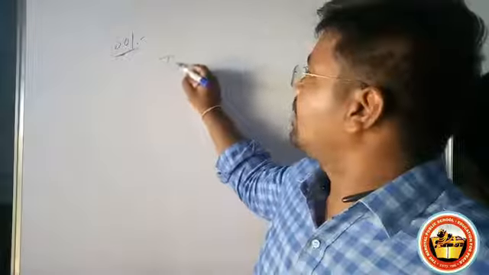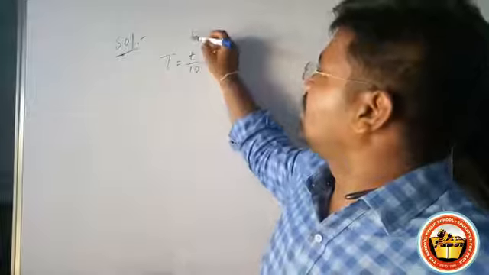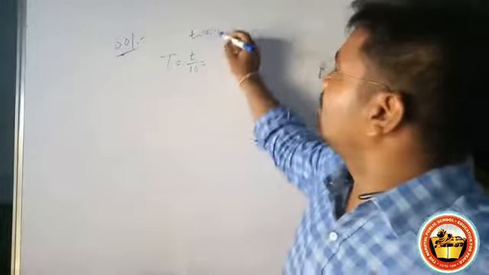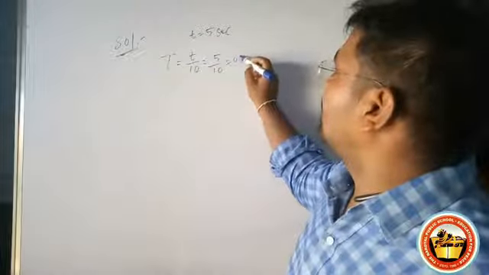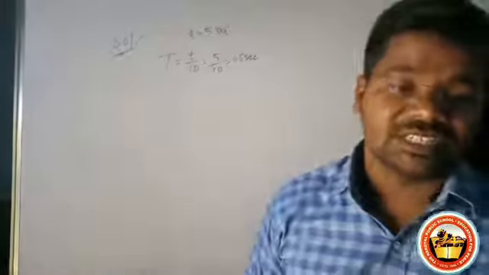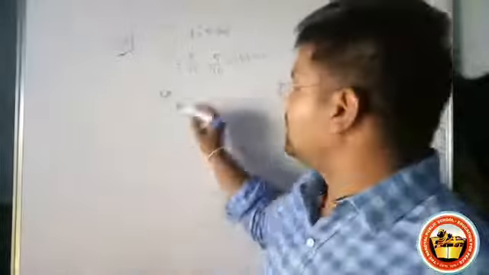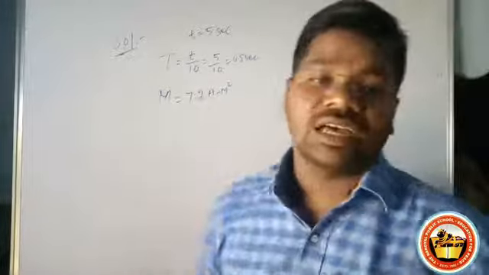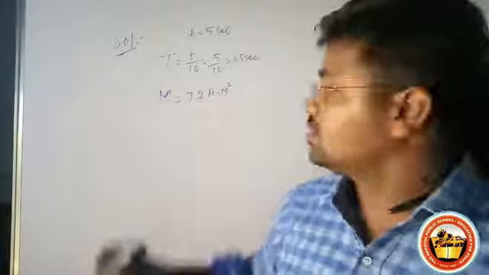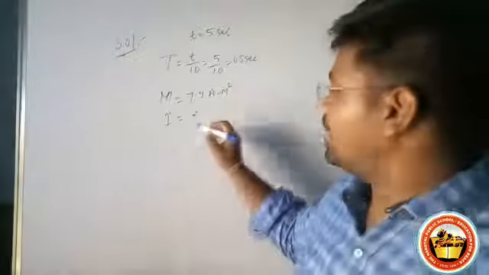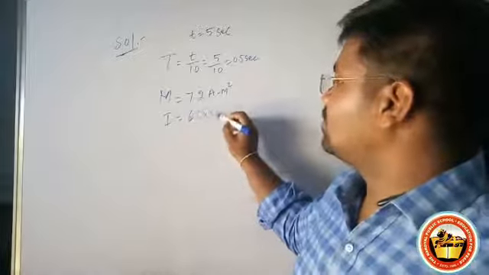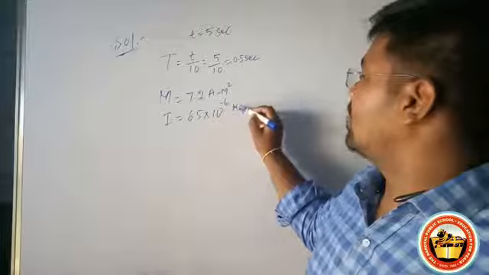See, in this problem they have given the time taken for 10 oscillations as 5 seconds. So time period T is equal to small t divided by 10. Five divided by 10 is equal to 0.5 seconds. The time period is 0.5 seconds. They have also given the magnetic moment M is equal to 7.2 ampere meter square, and the moment of inertia is 6.5 into 10 power minus 6 kilogram meter square.